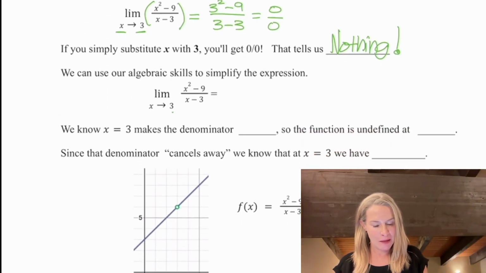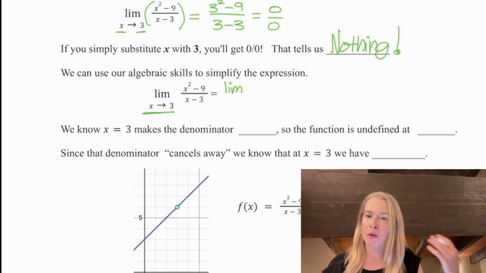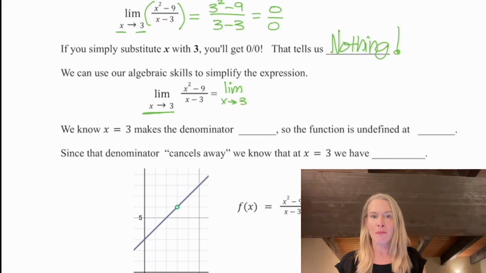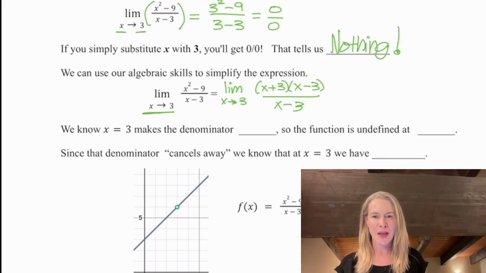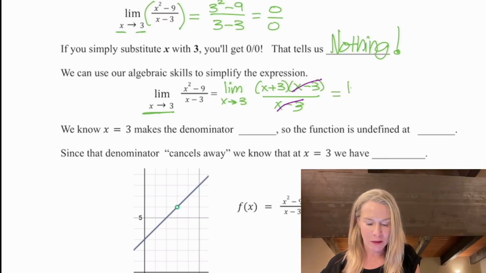So again, limit as x approaches 3. Here's the function. I'm going to write limit again because I'm not going to plug anything in, so I'm still evaluating the limit. Now I'm going to factor the numerator, which as a difference of squares factors to x plus 3 times x minus 3. And of course our denominator was x minus 3. And what you'll see here is we have x minus 3 over x minus 3, which is equivalent to 1. So in effect, this limit is equivalent to the limit as x approaches 3 of x plus 3.